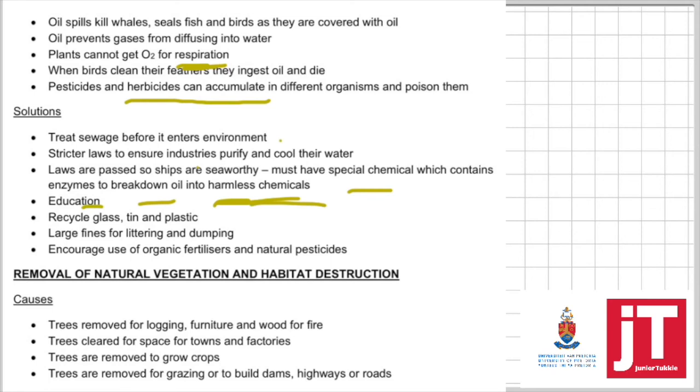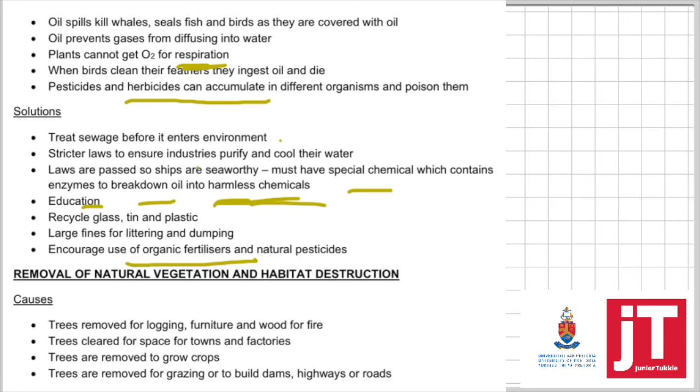They should recycle glass and plastic. There should be large fines for littering and dumping, and we should encourage the use of organic fertilizers and natural pesticides. And the last one, removing natural vegetation and habitat destruction. The natural trees are there for a reason. There are many organisms that depend on these trees and these plants.